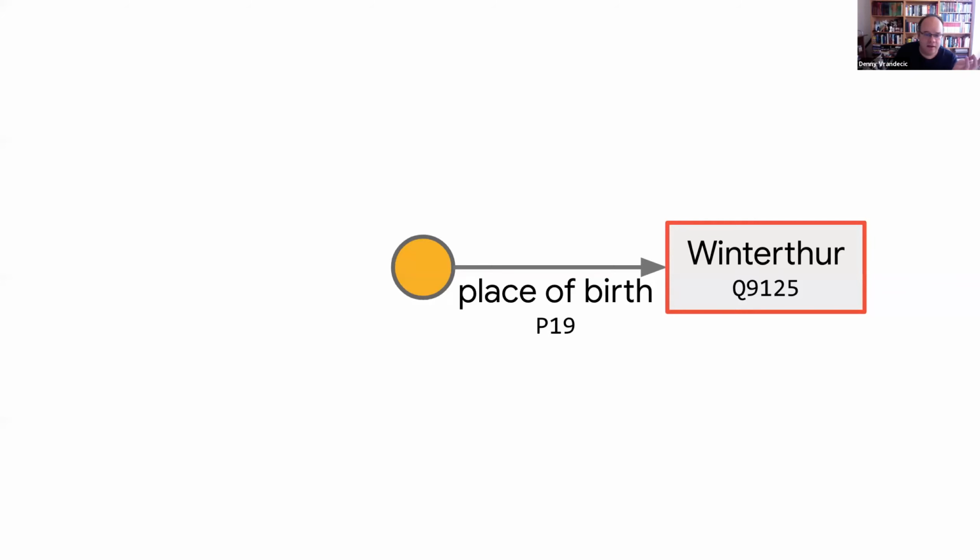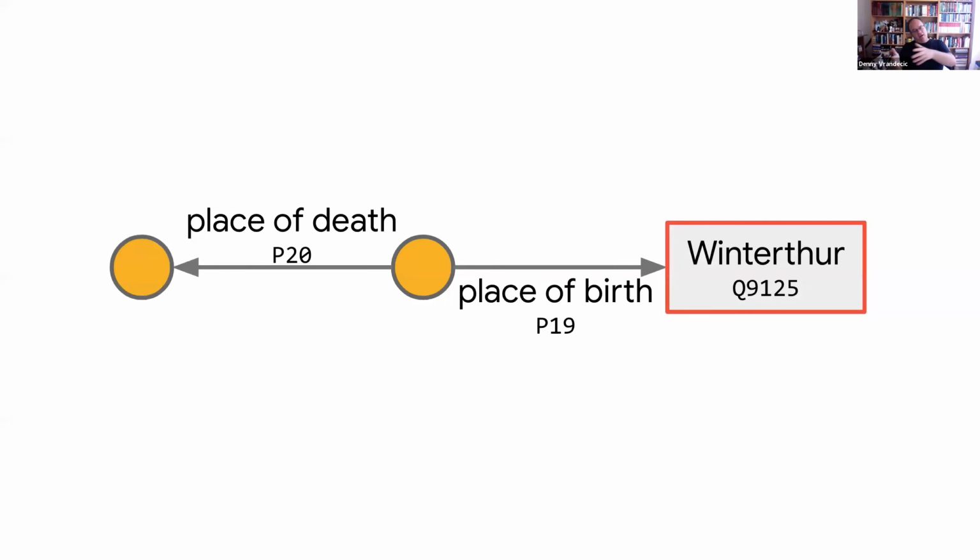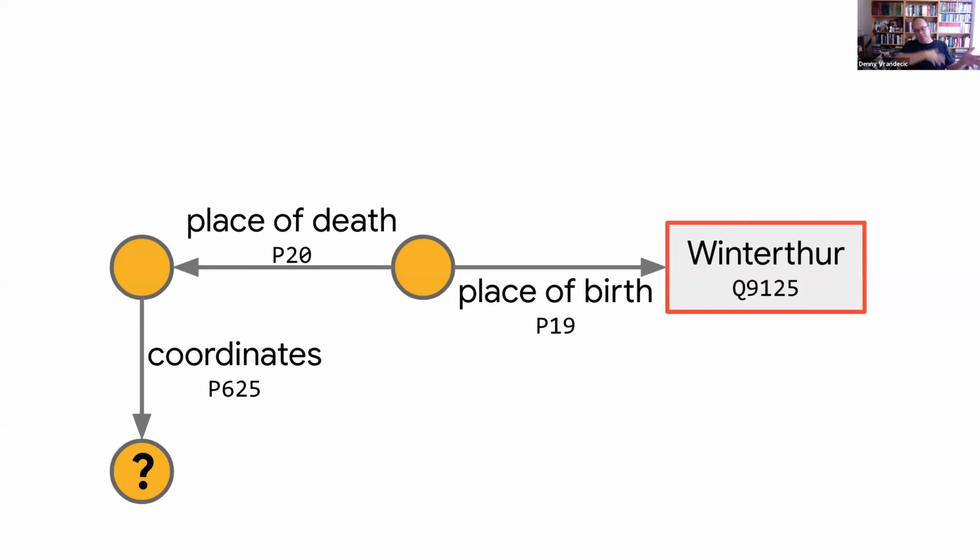We can extend the pattern and say, I also want the place of death of those nodes. And then I want the coordinates of the place of death of the nodes who have a place of birth connected with Winterthur. You can start building these kinds of large query patterns, graph patterns. And then you have graph databases that can actually use those patterns and return you the results.